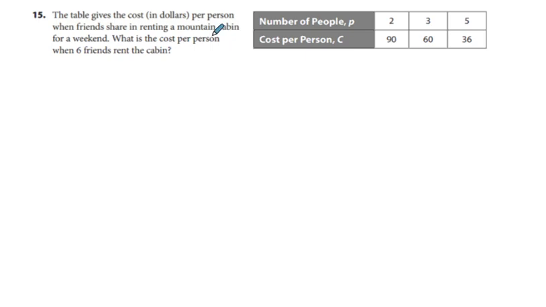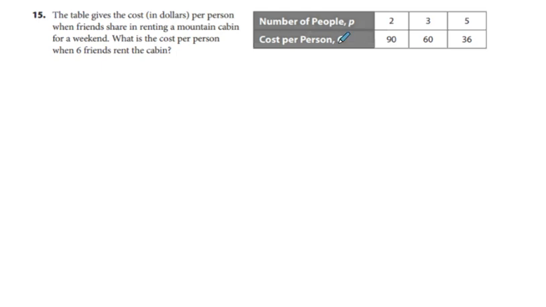The table gives the cost in dollars per person when friends share in renting a mountain cabin for a weekend. In my class, I've talked about the situation where my friend Craig invited people to come over for a pay-per-view fight, and each of us, as viewers, donated a proportionate share, and that the average cost per person depended upon the number of people paying into the deal. So more friends to share the costs lowered the average cost per person. It's the same sort of deal right here.